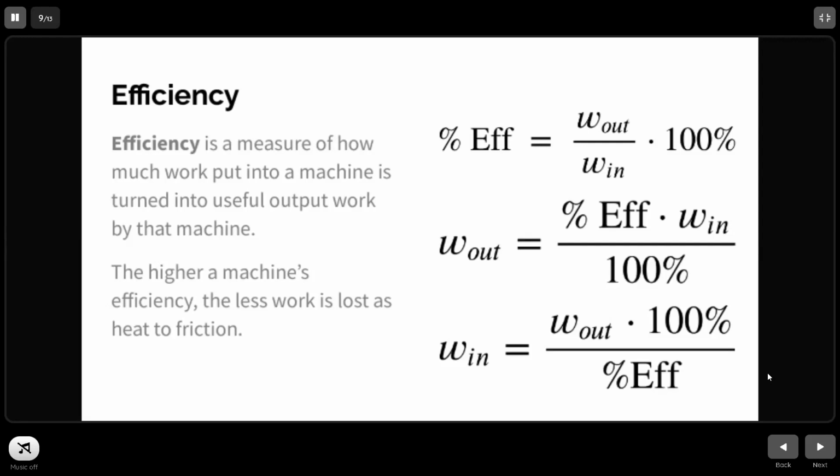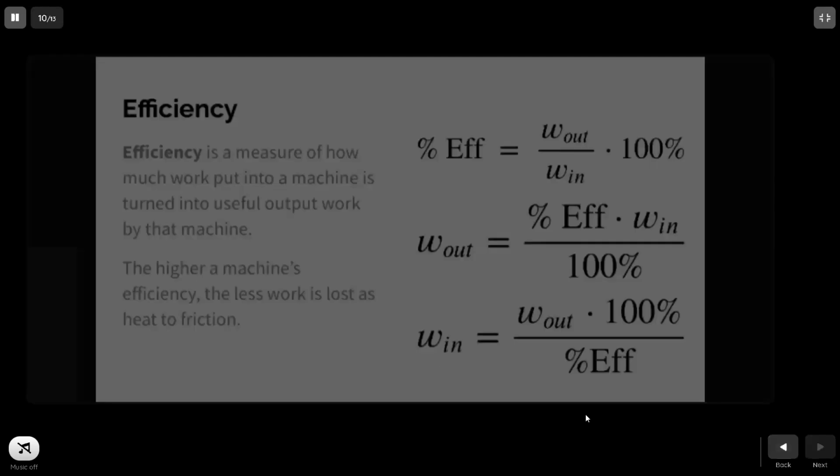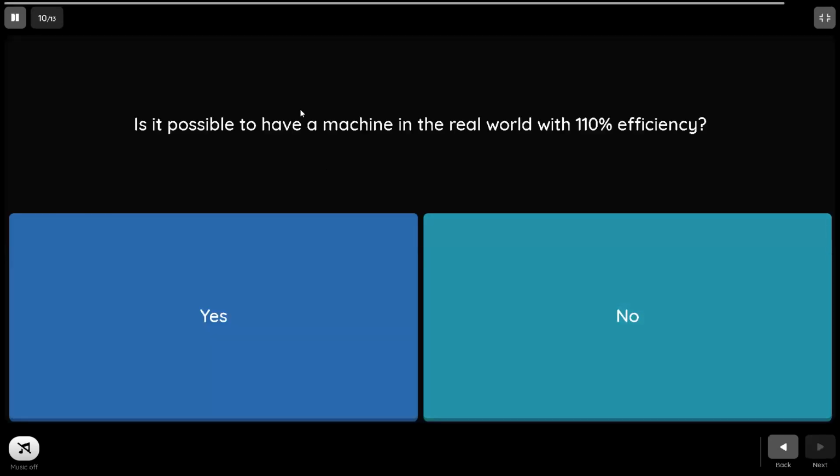Yes, teacher. So, is it possible to have a machine in our real world with 110% efficiency? No. I told you the efficiency must be 1 or less than 1. So no.